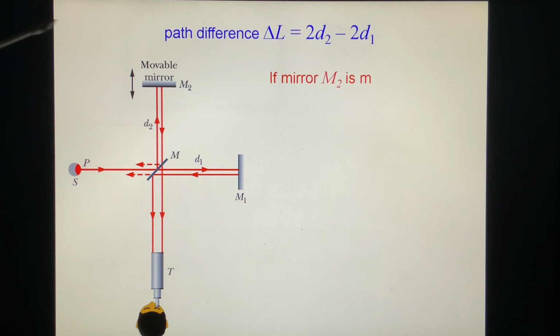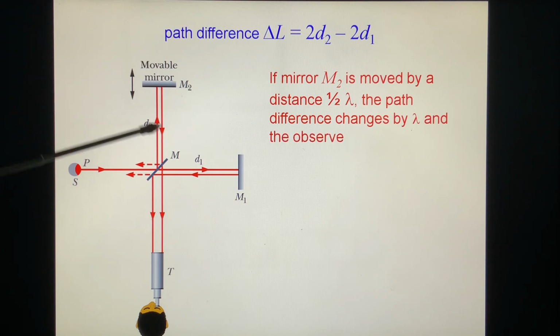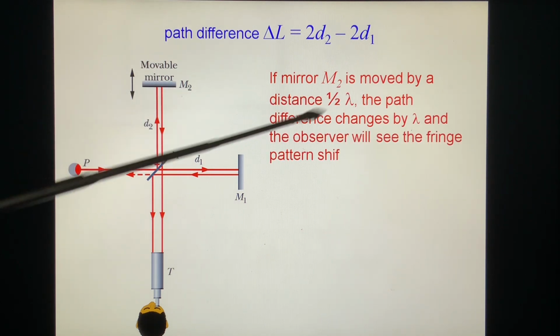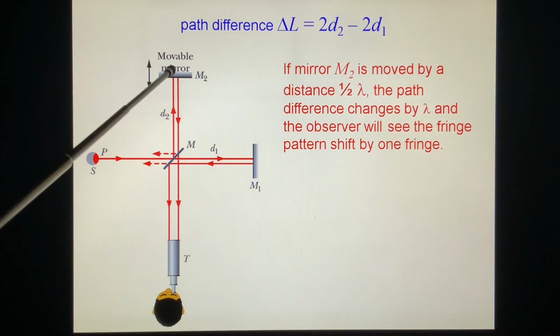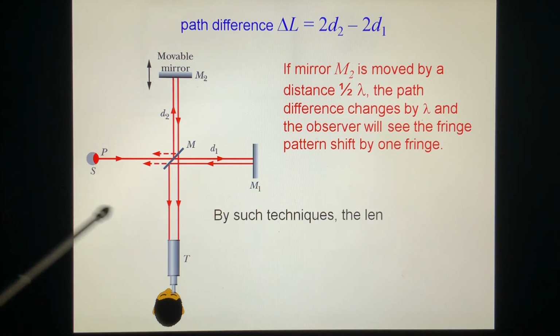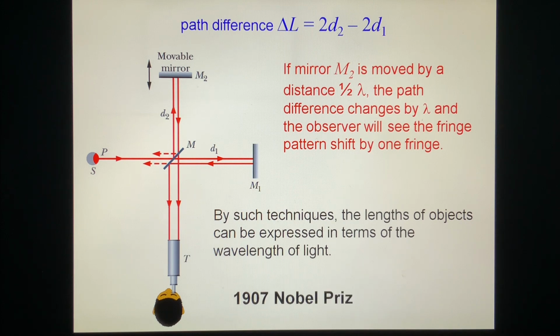Okay. If this movable mirror, which is attached to the body we measure, moves half lambda, then the path difference changes by half lambda twice, which is lambda. And the observer will see the fringe pattern shift by one fringe. Okay? By such a technique, the length of the object can be expressed in terms of the wavelength of the light. Okay? That's a wonderful thing. So, in 1907, he got the Nobel Prize in physics.